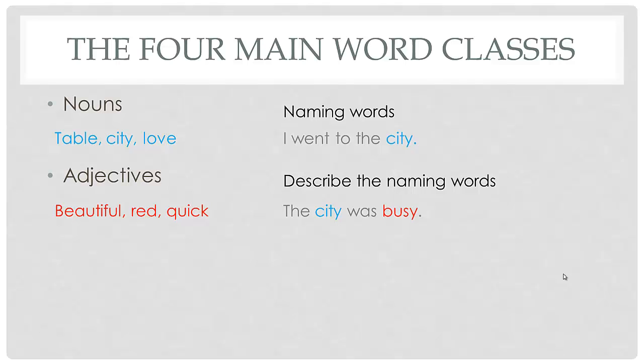And we've got a sentence here, the city was busy. So the adjective there is busy. We've coloured that in red. But you could say the beautiful city, or the blustery city, or the dark city.